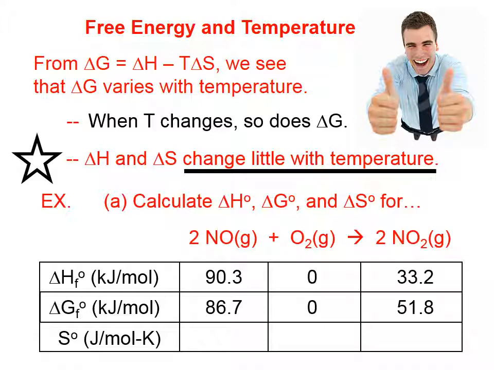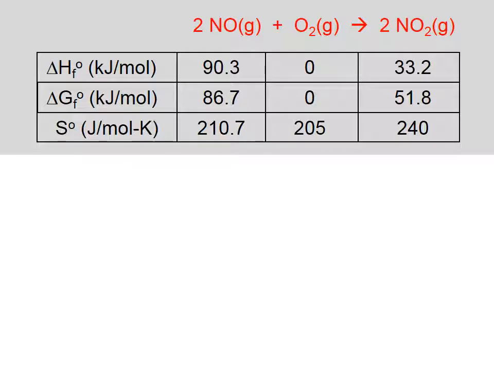How about for standard entropies? None of them are 0. They're all positive. And, in general, as molar mass increases and as the number of atoms in a molecule increases, the value of the standard entropy increases, and that is, in fact, what we see here. Now that we have all the values, we're going to do products minus reactants for all of those to calculate those standard changes. So I've recopied from the previous slide our values.